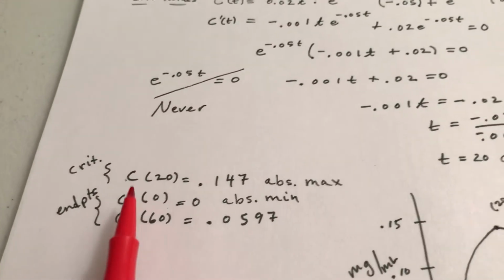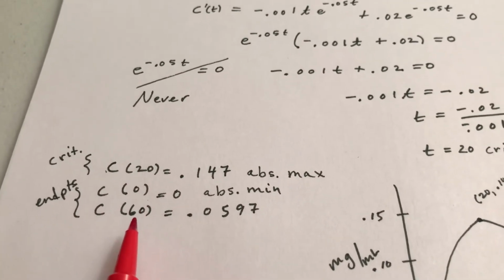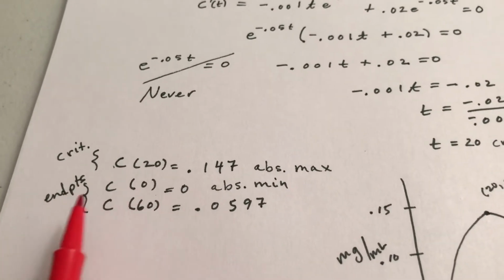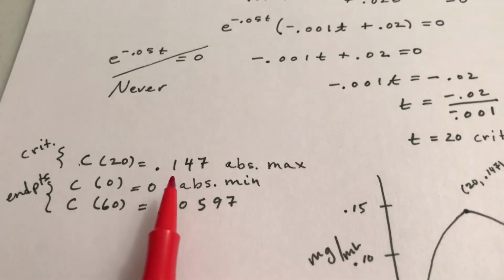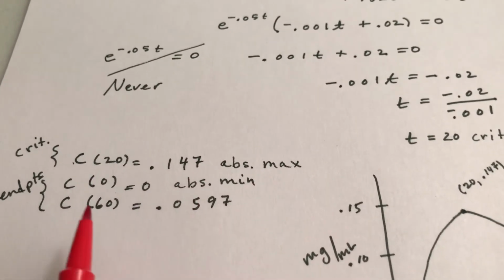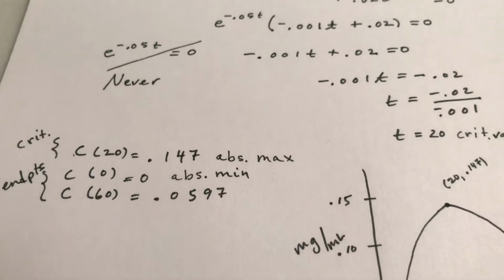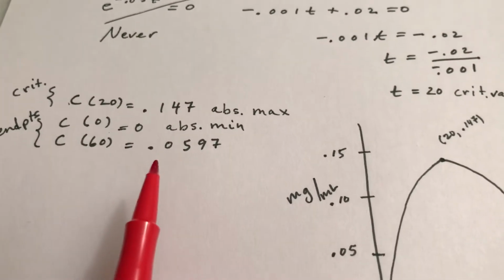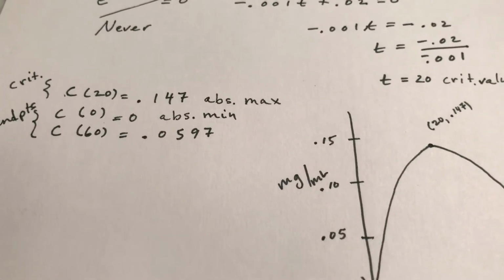So I'm going to find C of 20, C of 0, and C of 60. That's my critical number and my endpoints. And I got 0.147 as the absolute max, and 0 is your absolute min. And the 60 was not the highest or lowest.